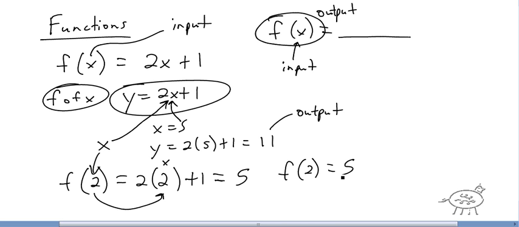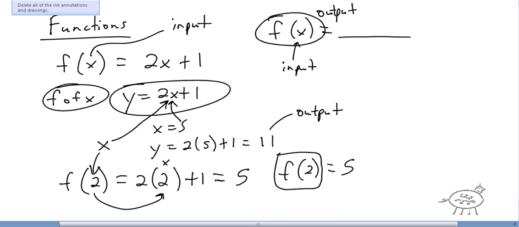Now, please note, this is not multiplication here. This is just telling you you're putting a 2 in for x. This is not saying f times 2. You have to remember that. It's literally f of 2 saying x is 2. Hey, what is f of 2? Well, you stick it in there and you say 2 times 2 is 4, plus 1 is 5.